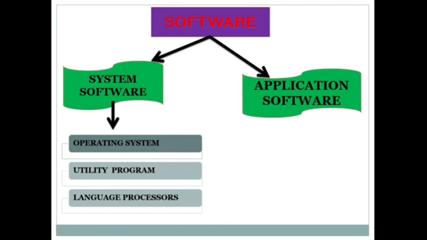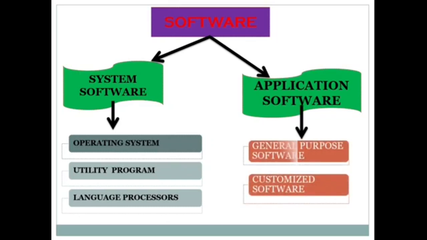The next one is language processor. It will translate the high level language to low level language. Here high level language refers to human language and low level language, that is machine language, is zeros and ones. Okay. Next, application software is further divided into two. One is general purpose software, another one is customized software. Okay, here there are two types.